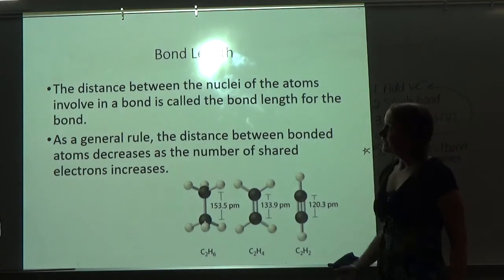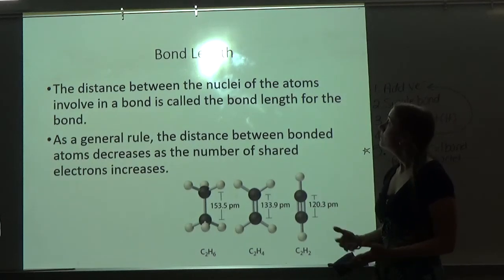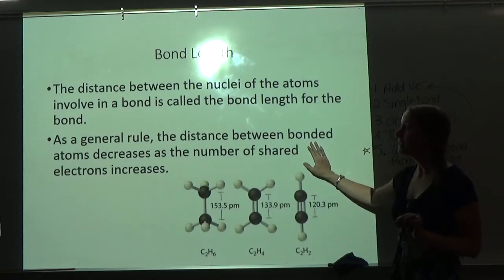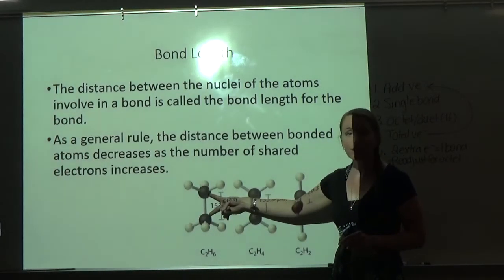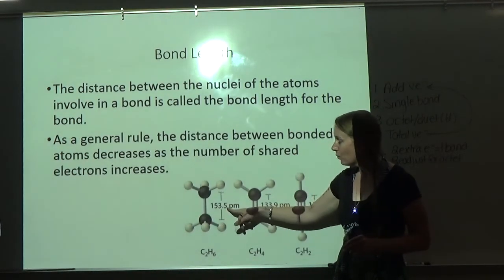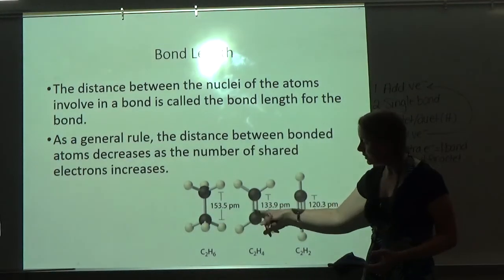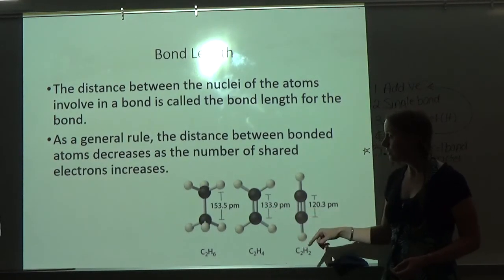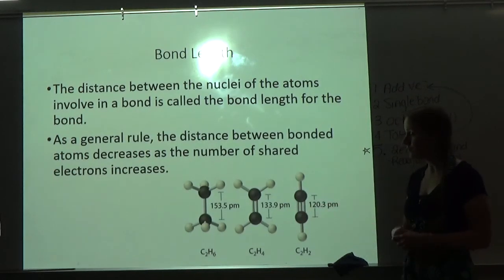Alright, and then bond length. The distance between the nuclei of the atoms involved in a bond is called the bond length for the bond. As a general rule, the distance between the bonded atoms decreases as the number of shared electrons increases. If you look, here they're just sharing 1 bond, and so it's about 153 picometers between the 2 carbons. Here, they have a double bond, sharing 2 bonds, and now it's only 134 picometers. And here, with a triple bond, it's only 120 picometers.